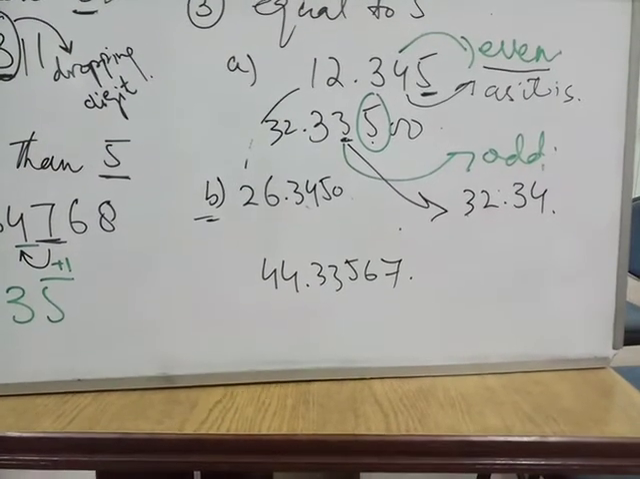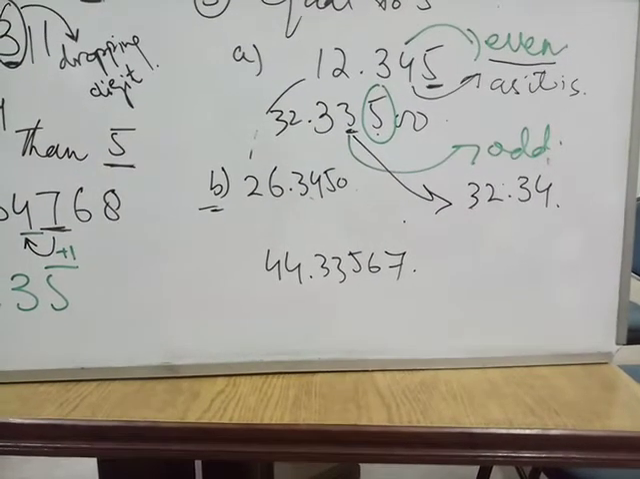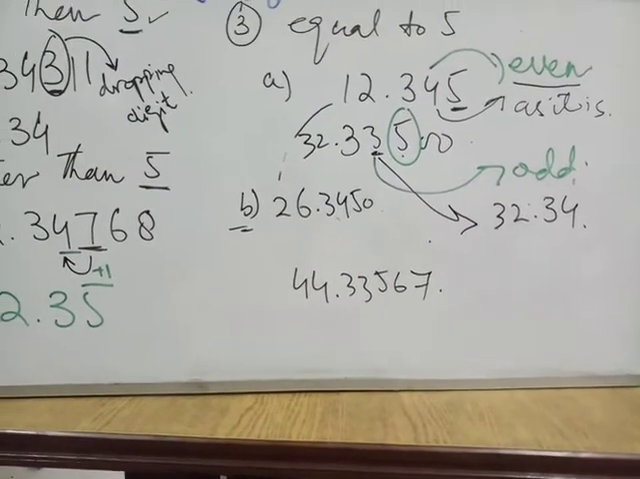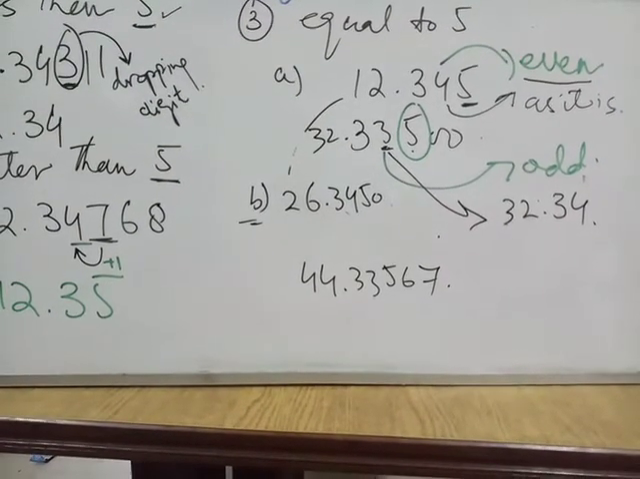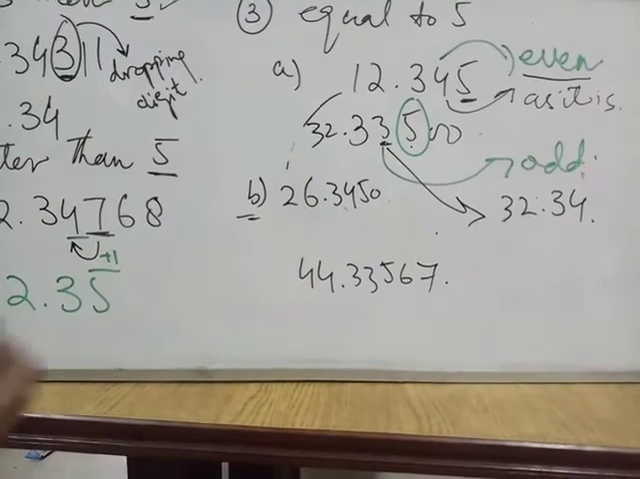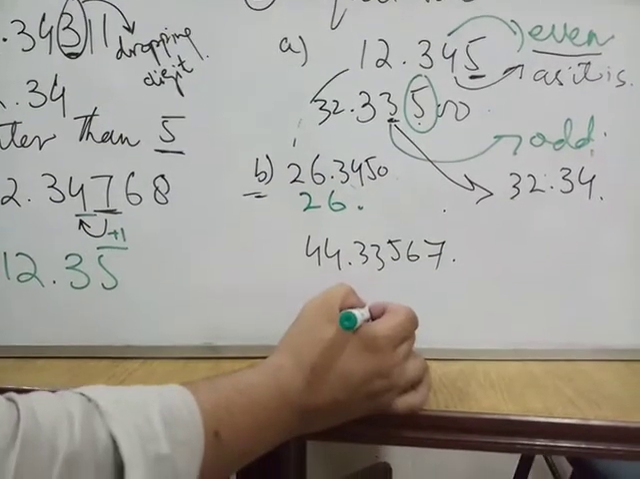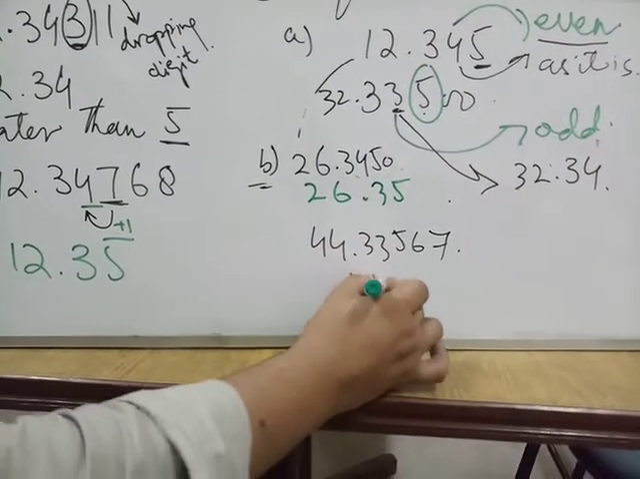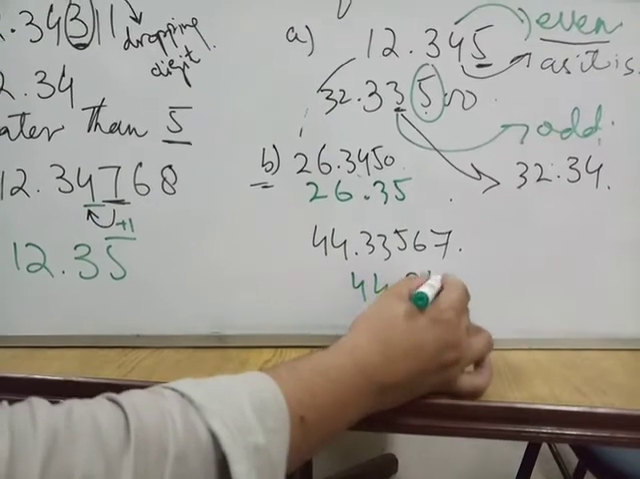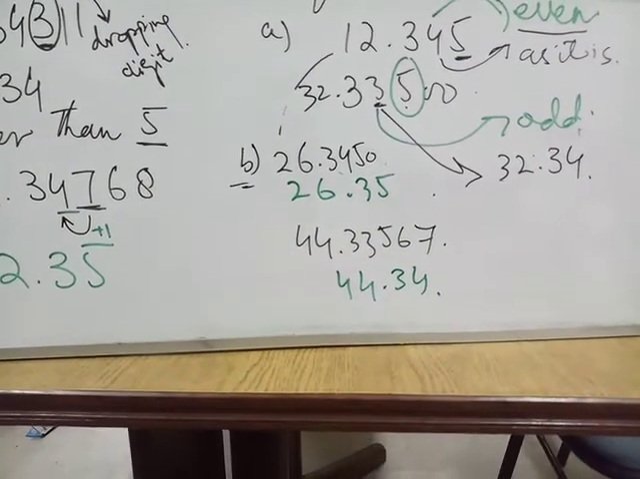26.34501 will become 26.35 by dropping 5, and 44.33567 will become 44.34. So this will be 26.35, and this becomes 44.34. So these are the rules.